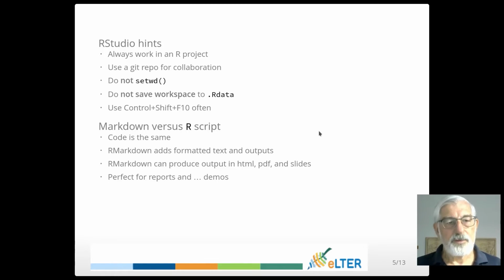Markdown is a document format that allows you to combine code together with descriptive text and the outputs from the code. So an R Markdown document can be formatted to produce an HTML page or a PDF, or, as in this case, slides. That's a good way to collect your code and your descriptions into a report or demonstration.